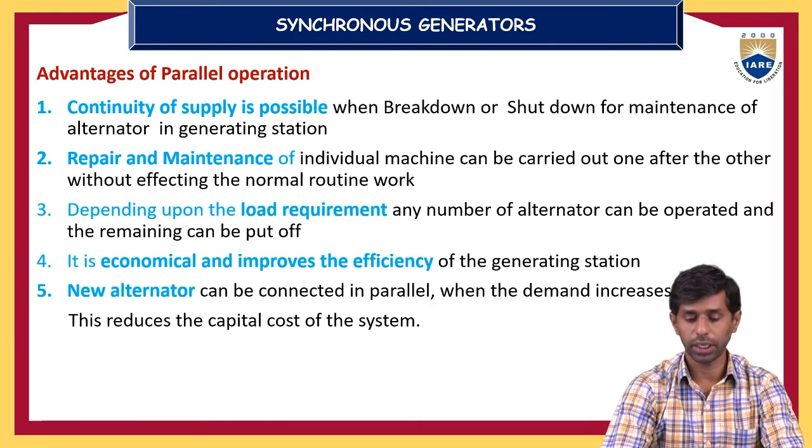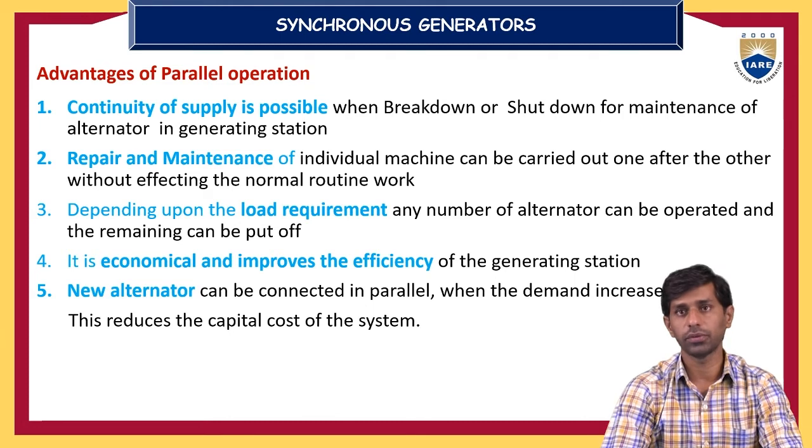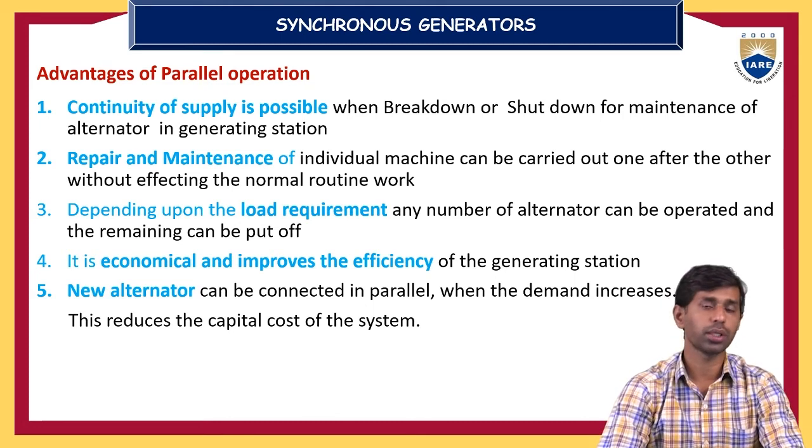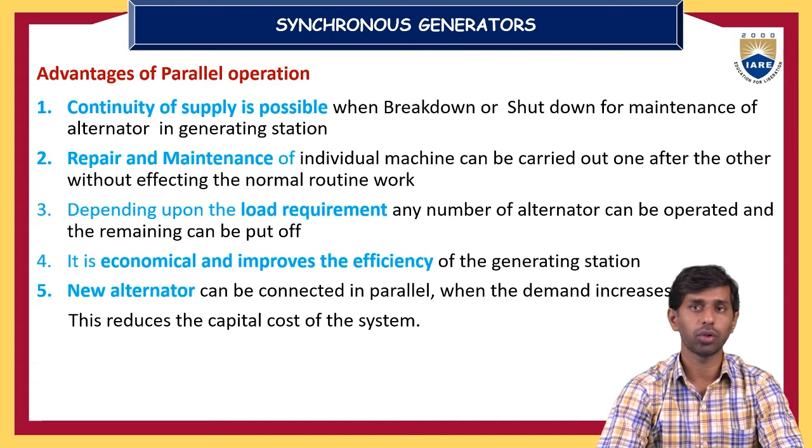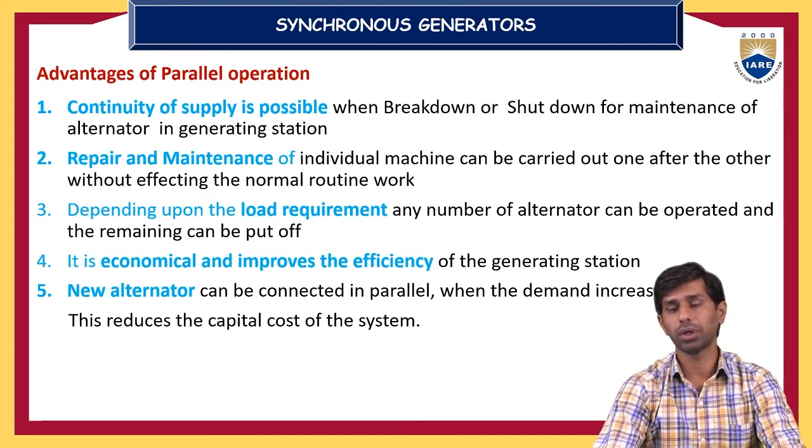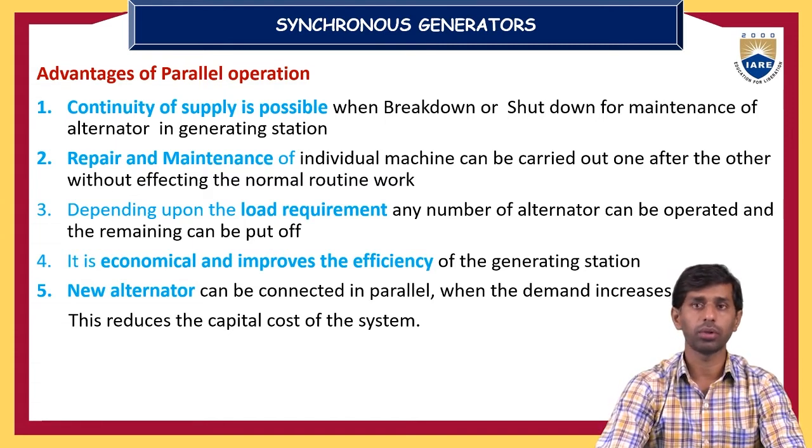Repairs and maintenance of individual machines can be carried out one after the other without affecting the normal routine work. Depending upon the load requirements, any number of alternators can be operated and the remaining can be put off. For example, if the load on the busbar system is less, you can switch off some alternators connected in parallel. If the load increases, you can switch on the alternators. So according to the load requirements, we can run the alternators.